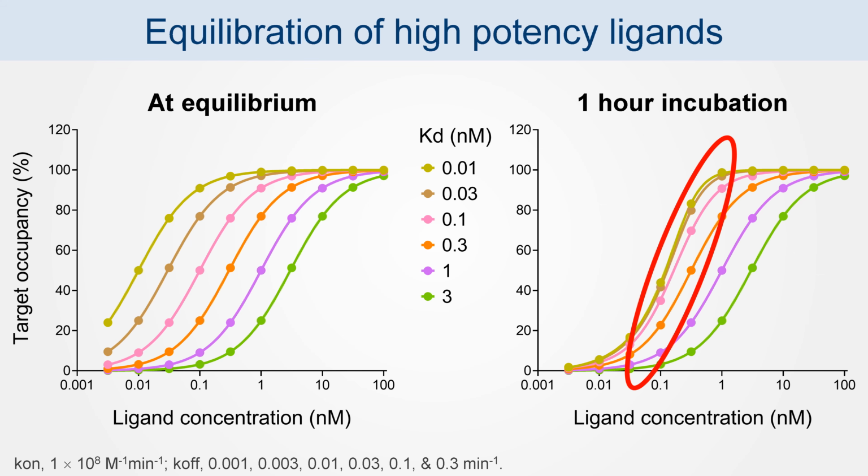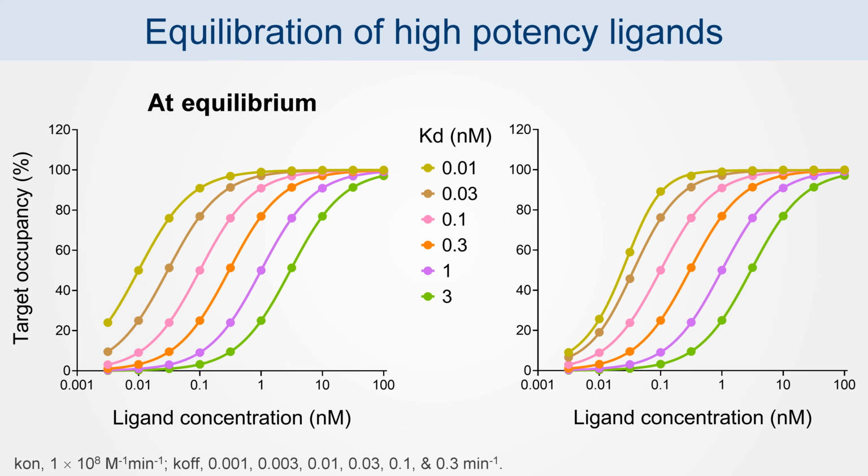One way to see whether equilibration time is an issue is to simply extend the incubation time. Let's extend the incubation time here to 6 hours. Here we can see this changes the binding curves. We can now discriminate between the highest affinity ligands. This change in the data on extending the incubation time can be a really useful diagnostic and can provide better estimates of affinity.